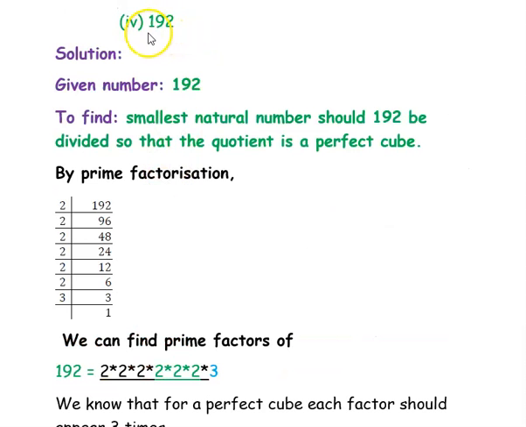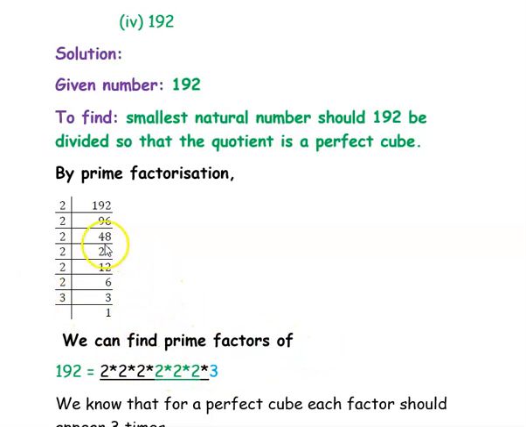The next number given is 192. So now to find the smallest natural number to be divided so that 192 becomes a perfect cube, we have to do the prime factorization method. So we will do prime factorization for 192. 192 divided by 2, I will get 96, which divided by 2 I get 48, 48 again I am dividing by 2, I got 24. 24 again dividing by 2, I got 12. 12 again divided by 2, I got 6. 6 divided by 2, I got 3. So 3 cannot be divided by 2, so I am dividing it by 3, so I will get 1.